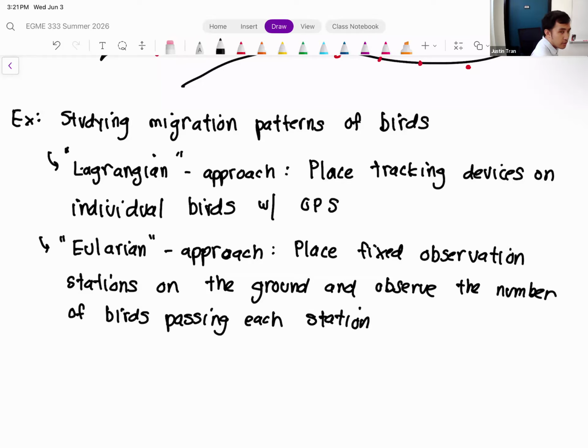All right. Any questions on this so far? Lagrangian versus Eulerian? Okay. Good. All right. So expanding on the idea of the Eulerian description, let's talk a bit more in detail of the velocity field.